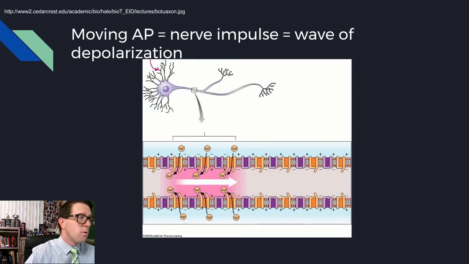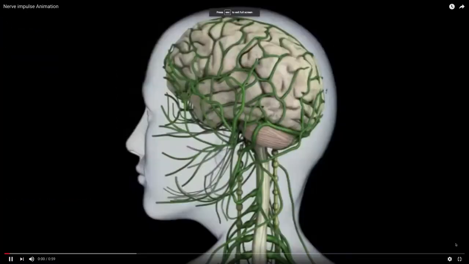What we end up getting is a series of depolarizations, or a wave of depolarizations, that we either call a moving action potential, or a propagating action potential, or a nerve impulse, or a wave of depolarization. There's all sorts of terms that we can use to describe one depolarization triggering a whole bunch of others.